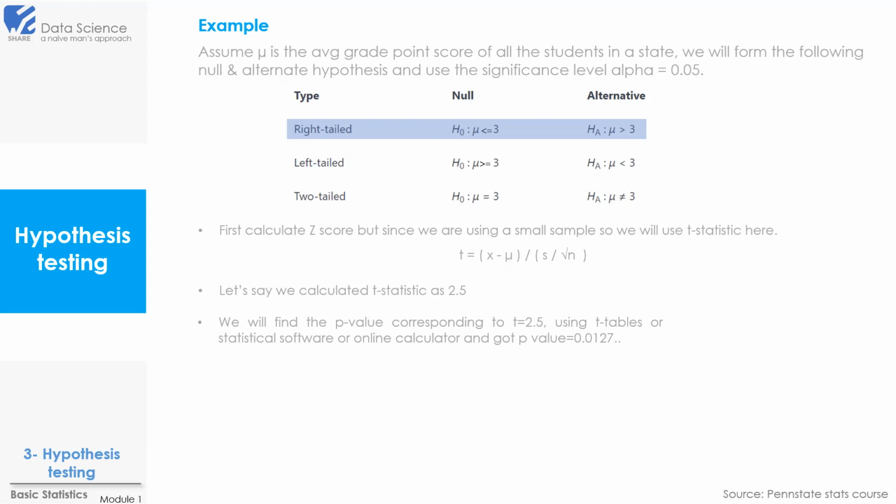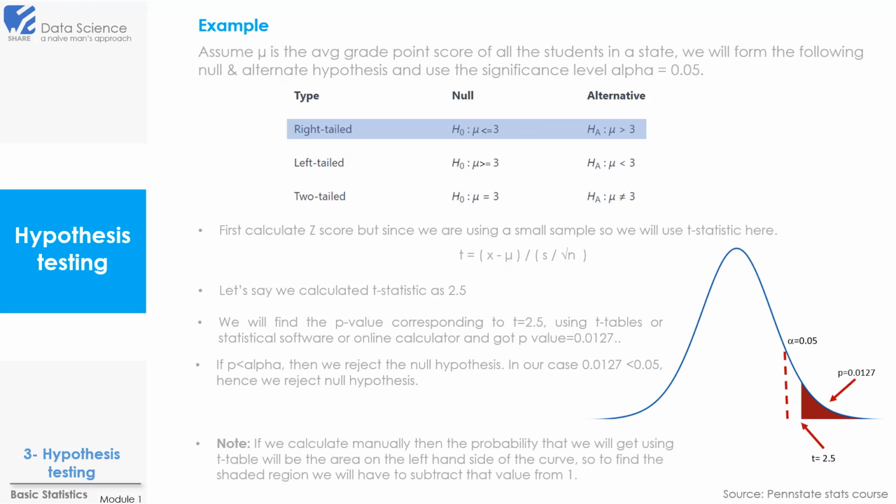Now in the next step, we'll compare our P value with the alpha level and conclude on a null hypothesis. So here P value is equal to 0.0127, which is less than alpha, that is 0.05. Hence we will reject the null hypothesis that our average mean is less than or equal to 3. So if you see on the right hand side, these things are shown on the curve. That is how we conduct right tail test.